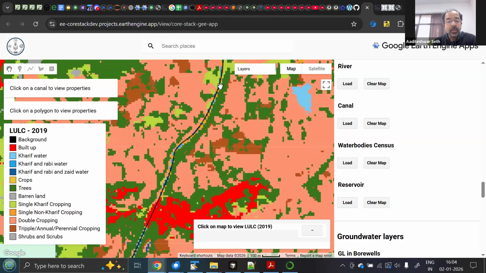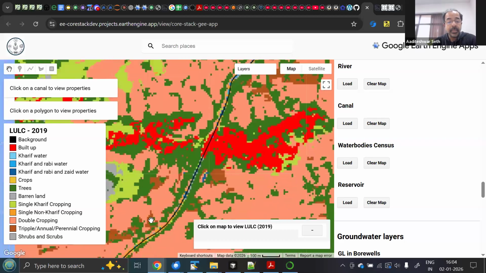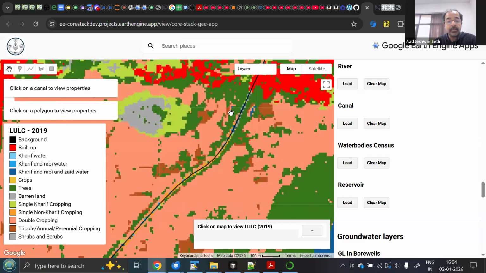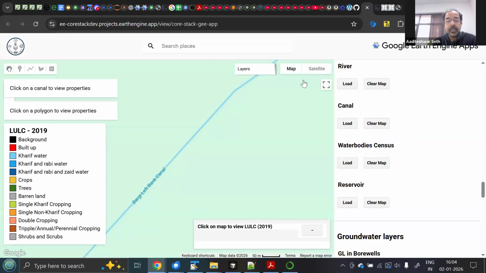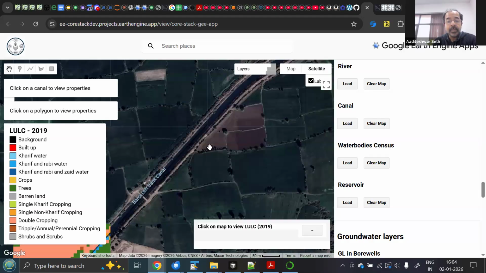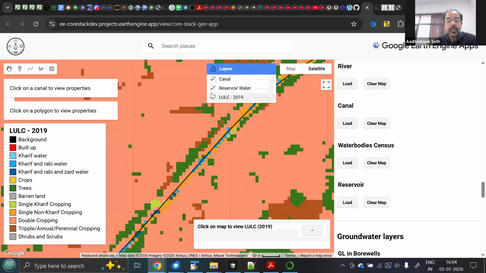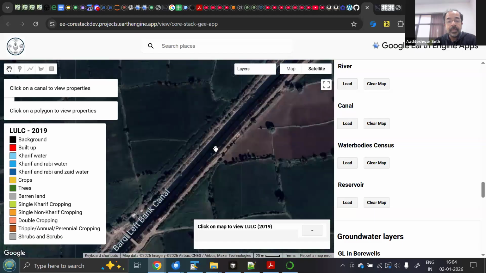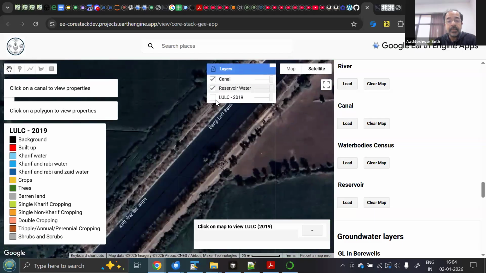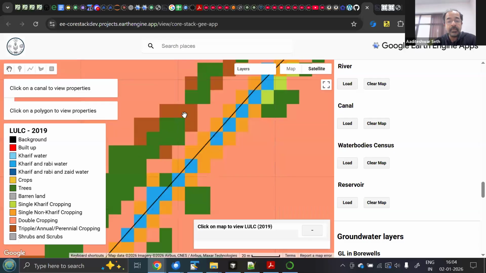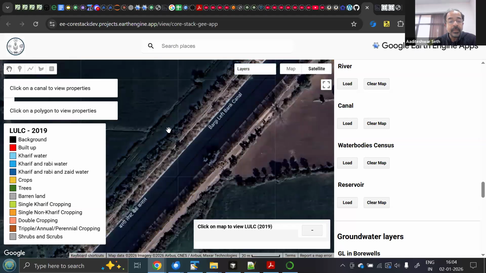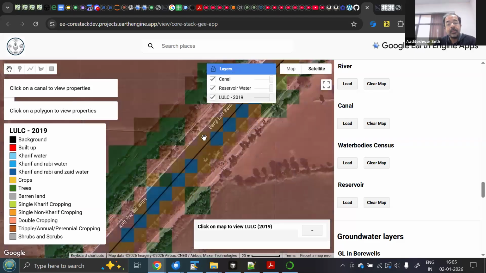We're also seeing a lot of trees planted along the canals. So that's also interesting, like over here, there's a lot of tree cover around the canals. If you turn this off, then you can see that there are these trees and the LULC is catching some of these trees. But some of it is also calling it triple cropping, which is not very accurate. But you get the point.